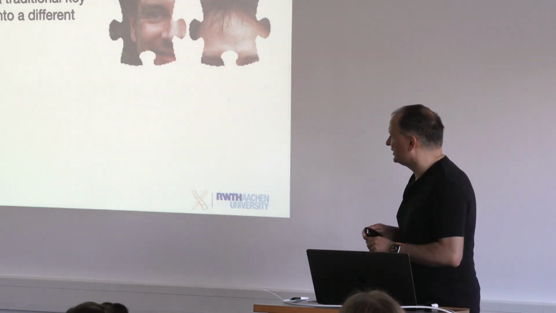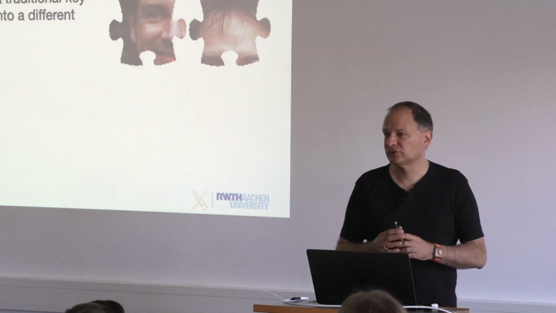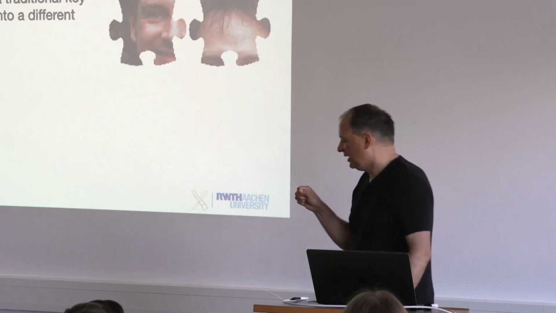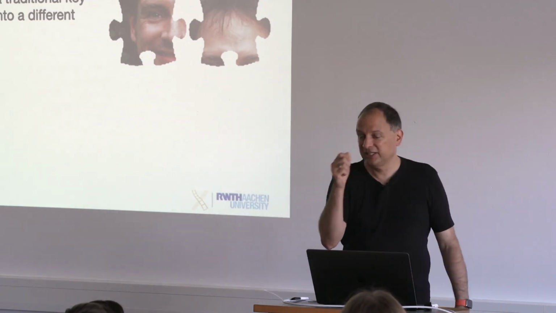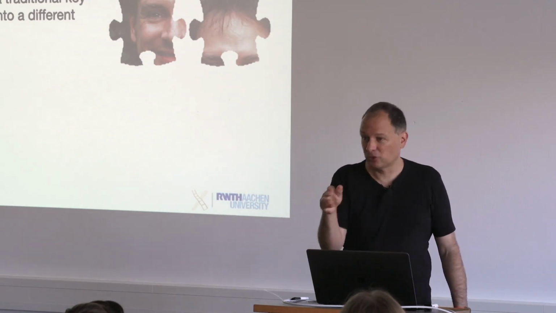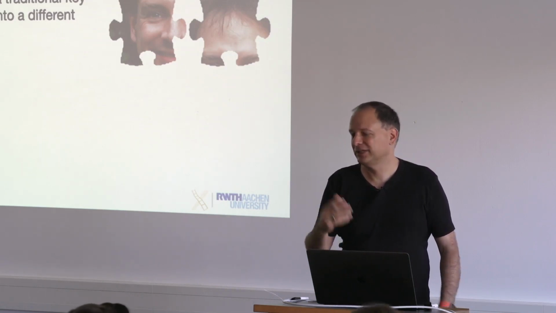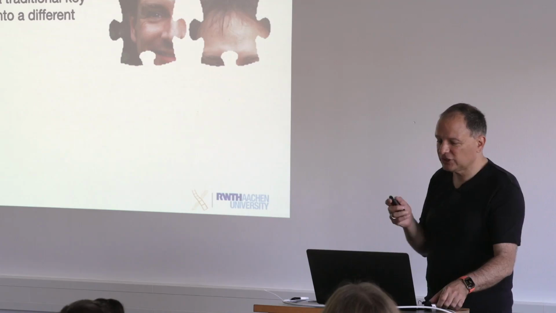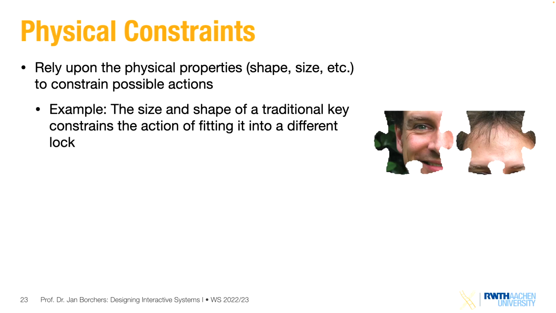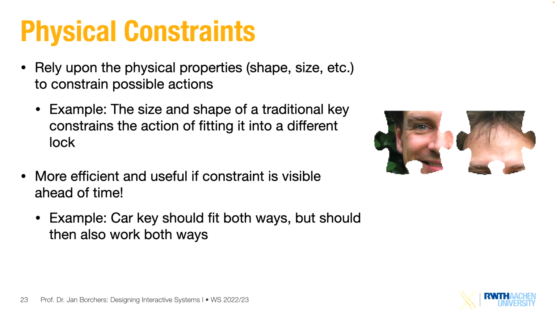And that was actually a wonderful example. At some point, a friend told me about this car. It was a Renault, and he had a key for this car. Again, the key looked like it would fit both ways. You could actually put it in both ways, but then it would only work in one of the two directions. And that's just mean, right? That's not something you do. So physical constraints should be designed in a way that ideally you can see the constraint visibly ahead of time. You want your car key to either fit both ways and also work both ways, or really visibly only fit one way when you start out.